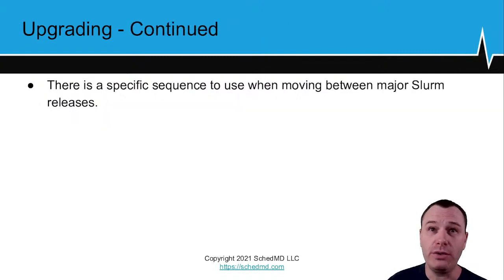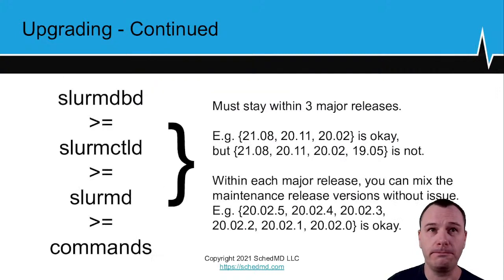When upgrading, you should follow the upgrade procedure found on our website, which I will go over. There's a specific sequence to use when upgrading between major versions of Slurm. We have built-in support for the last 3 major releases, so long as you follow the hierarchical sequence. The Slurmdbd needs to be greater than or equal to the Slurm controller. The Slurm controller needs to be greater than or equal to the Slurmds. You can include in here that the Slurmds need to be greater than or equal to the Slurmstepds if you are upgrading with running jobs.